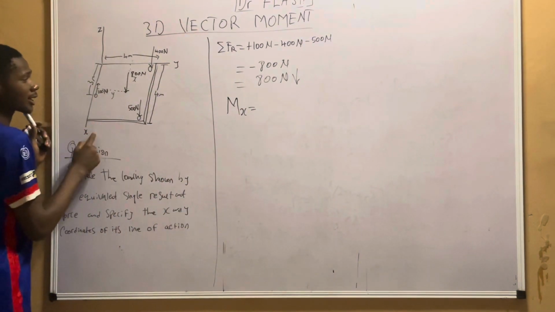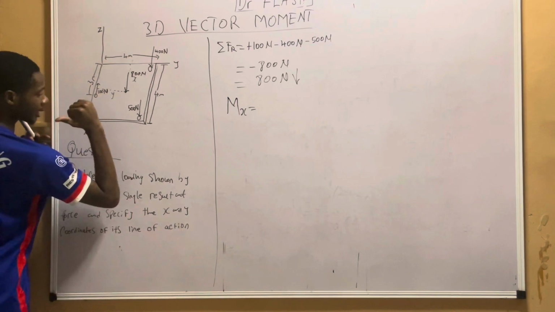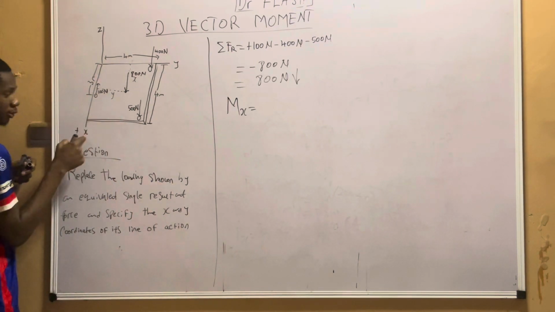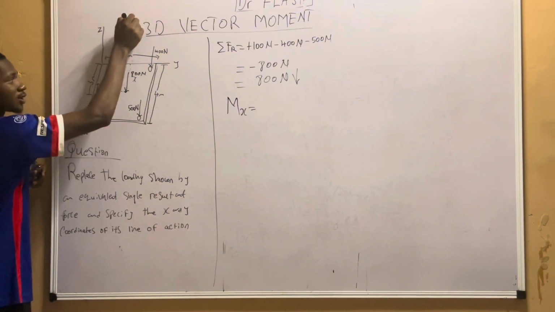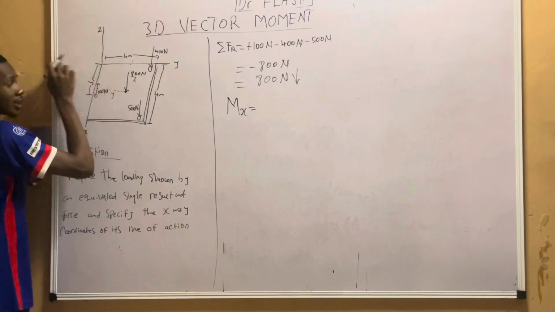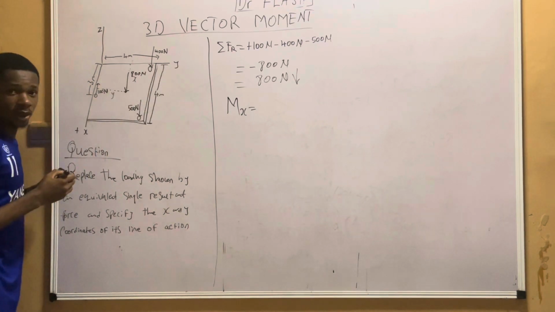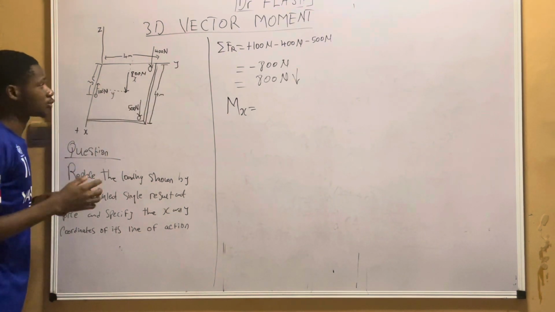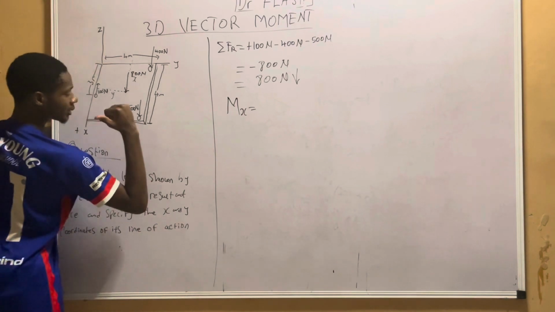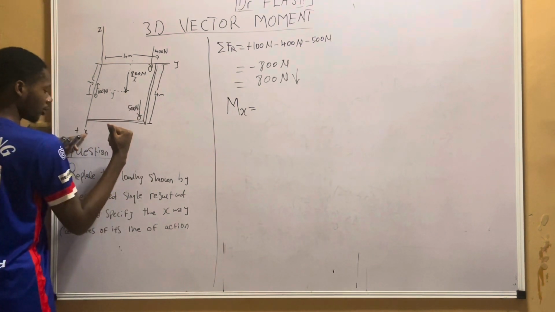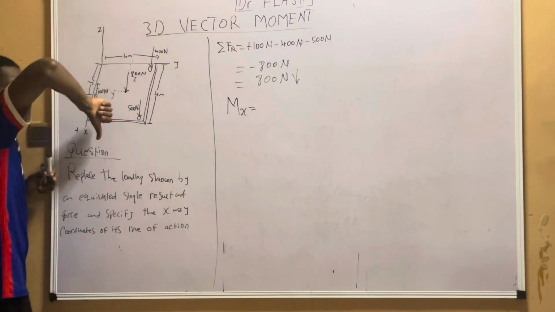So for moment about the x-axis, we're going to place our right hand like this, such that the thumb is pointing in the direction of the positive x-axis. Remember, this is the positive x-axis, inside of it is the negative x-axis, then the positive y-axis, inside of it the negative y-axis. It doesn't matter whether x or y are interchanged, depending on what is given to you in the question.